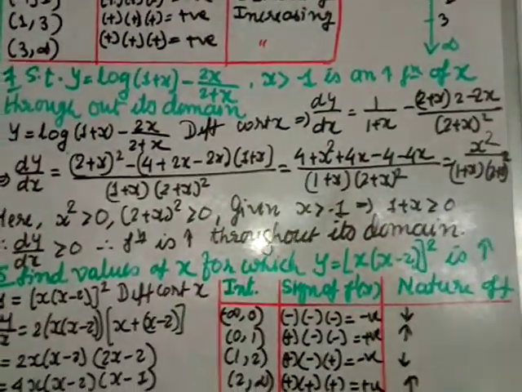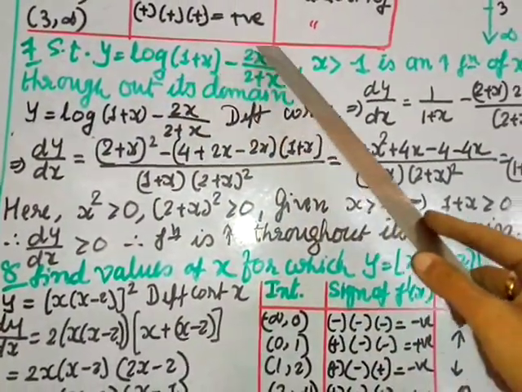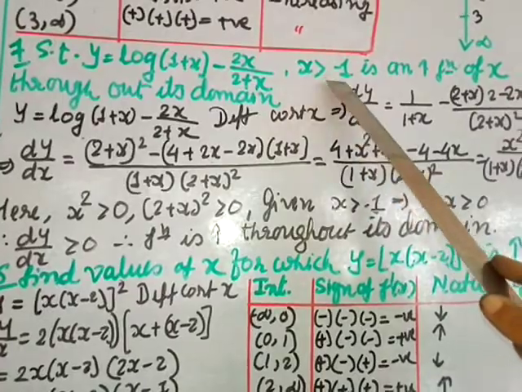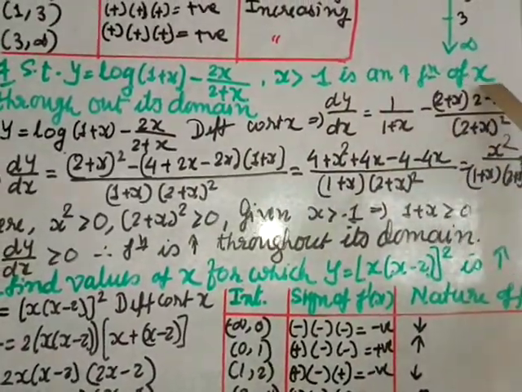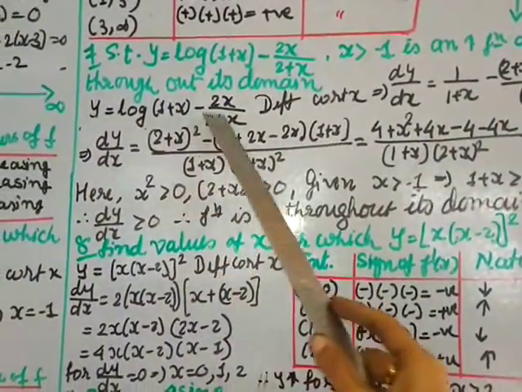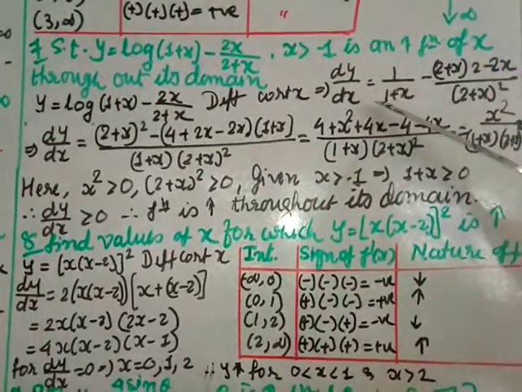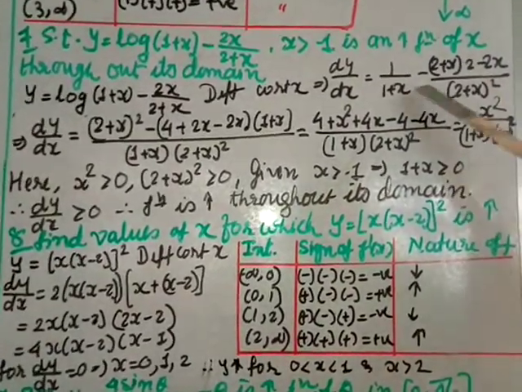Question number 7. Show that y is equal to log of 1 plus x minus 2x divided by 2 plus x, x greater than -1, is an increasing function of x throughout its domain. Let us take y is equal to this and differentiate. So log derivative is 1 by x. So dy by dx is equal to 1 by 1 plus x and minus the derivative of the fraction.